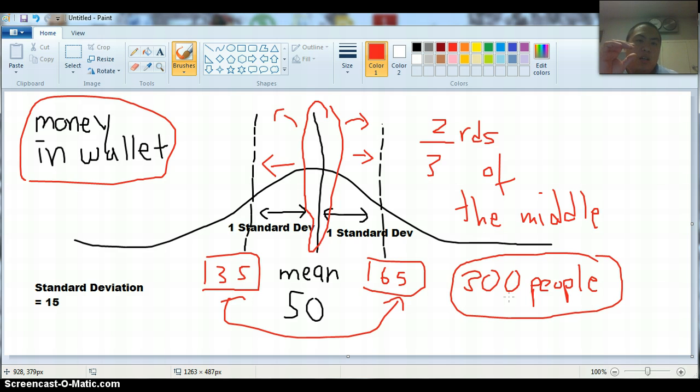Quick video on your homework paper. Just write on the back, right here, just write the answer to the question. So the question was, how many people in this example are from 35 to 65? Okay, and that's it.